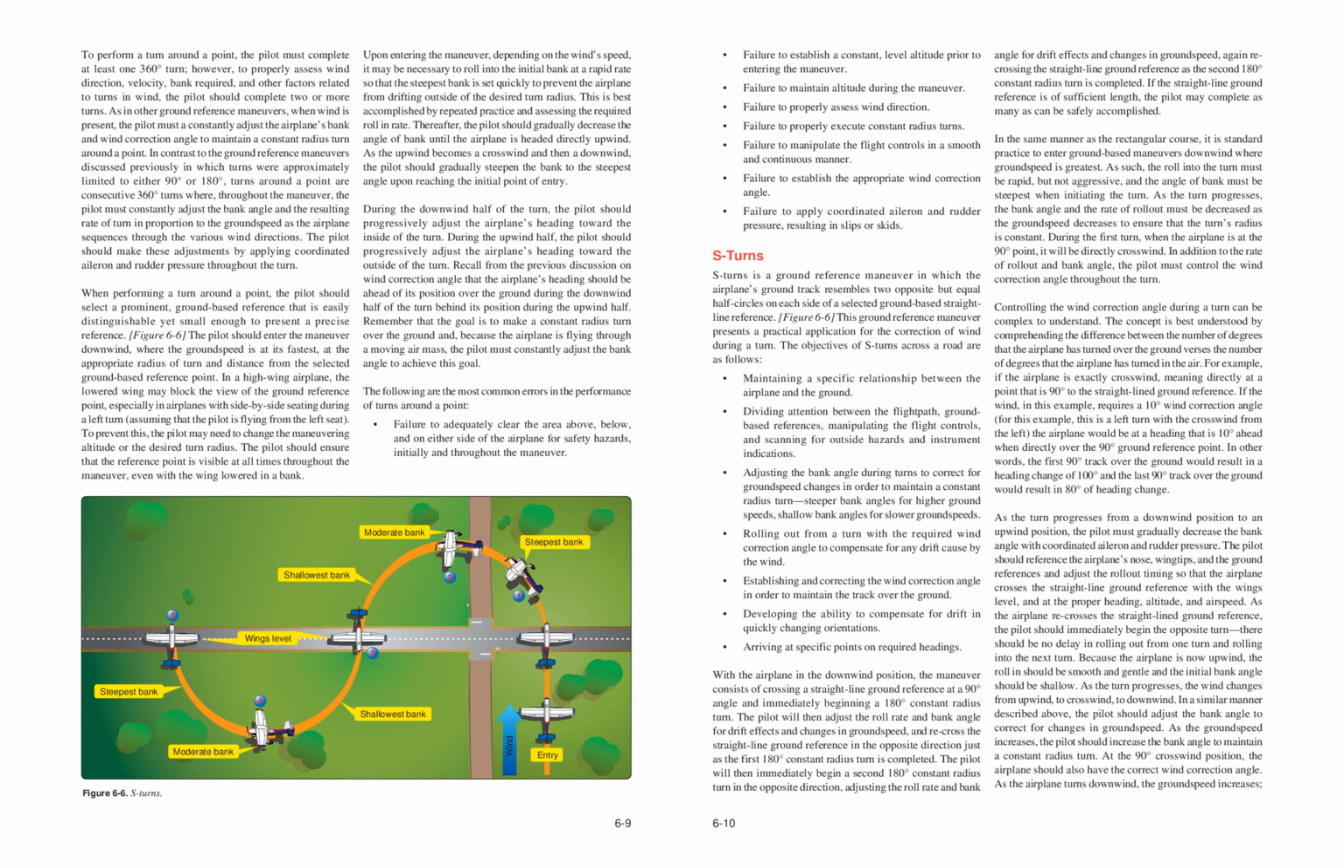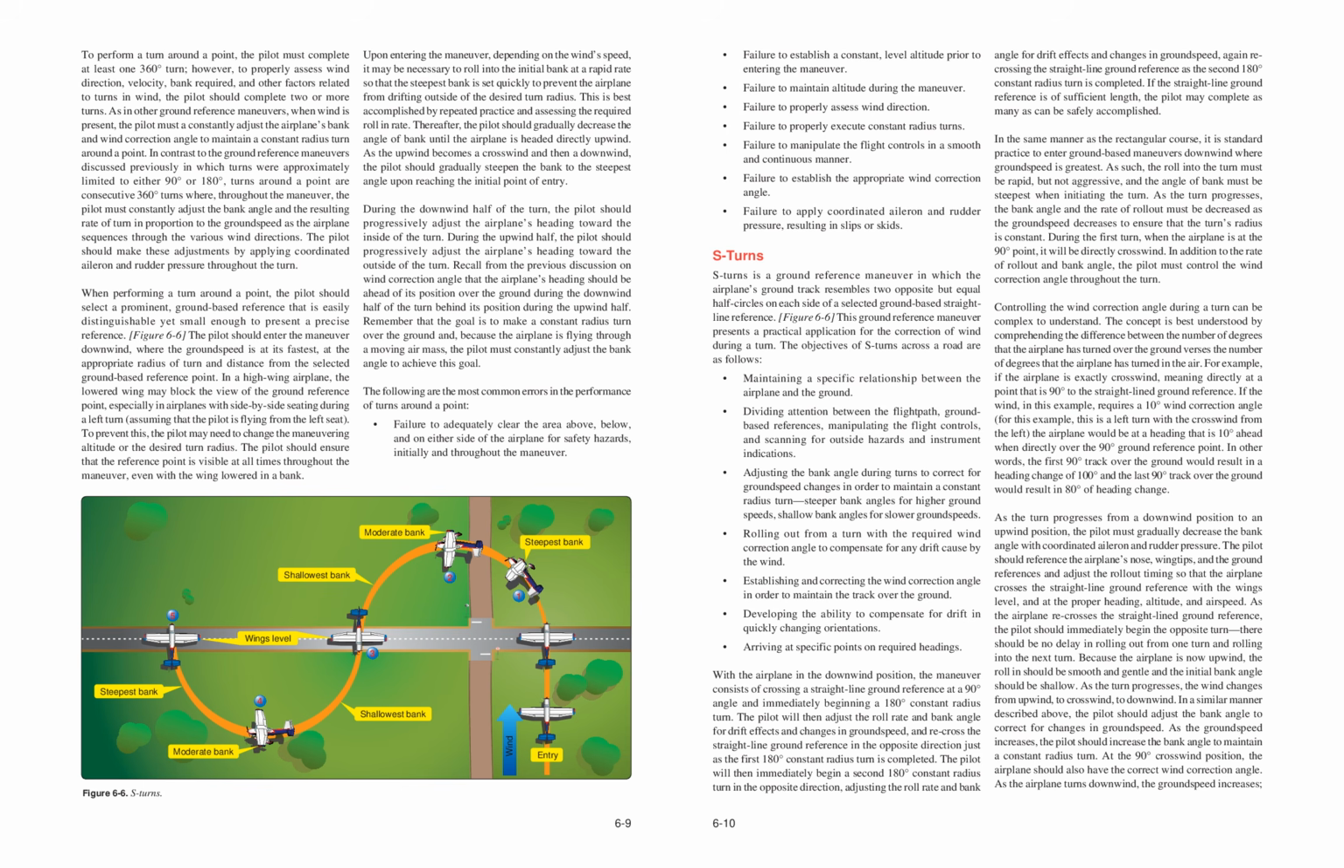When performing a turn around a point, the pilot should select a prominent, ground-based reference that is easily distinguishable yet small enough to present a precise reference, Figure 6.6. The pilot should enter the maneuver downwind, where the ground speed is at its fastest, at the appropriate radius of turn and distance from the selected ground-based reference point.